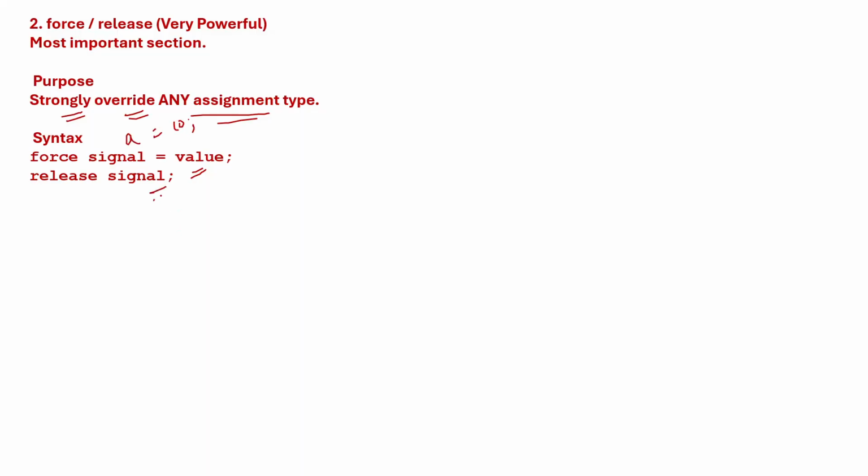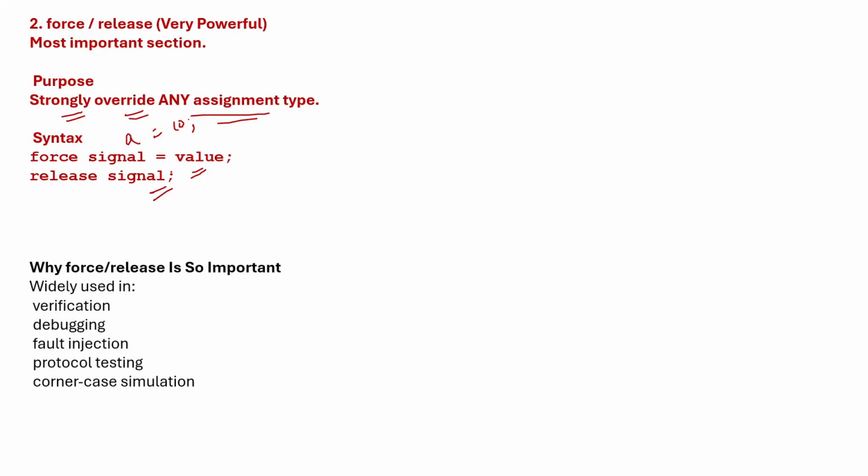Then after that I will release the signal: release signal name. See why force or release is important at debugging time. When I want to inject some values forcefully, at that time I will utilize this. Some corner case bugs are not identified otherwise, so at that time I forcibly inject the error. Then I will identify where I am getting that corner bug error. That is the fault injection method we are utilizing. And for protocol testing and verification purposes we are utilizing this force and release.